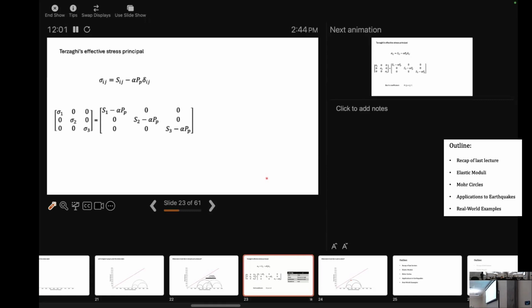So in matrix notation, we see that the effective stress, this is what's called the effective stress, is equal to the diagonal, because of the Kronecker delta. It's the identity matrix, so it's just looking at the diagonal. It's the diagonal of the original stress state minus alpha times the pore pressure, just alpha times the pore pressure on each of the diagonals.